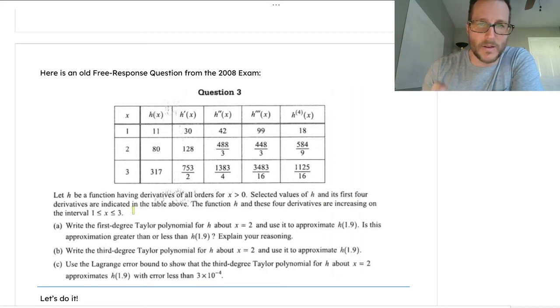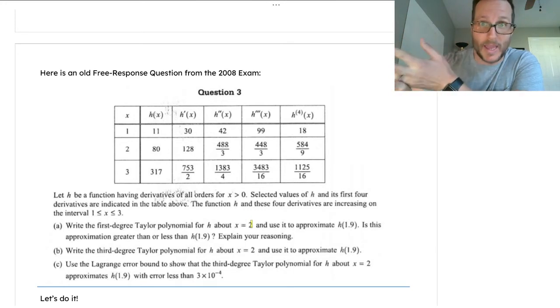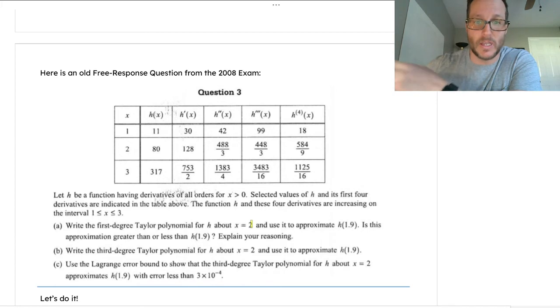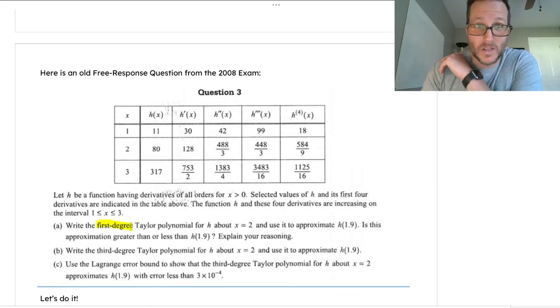Now, that seems like a weird thing to say, but that's going to come back in here when we do the Lagrange error part. So we're going to do each of these parts. Write the first degree Taylor polynomial for h about x equals 2. Okay, do that. So that is back to the general form of a Taylor polynomial: the nth derivative at the center divided by n factorial multiplied by x minus the center raised to the n. If we just want a first degree Taylor polynomial, that just means we need 2 terms at most. We need h and h prime, that's all.